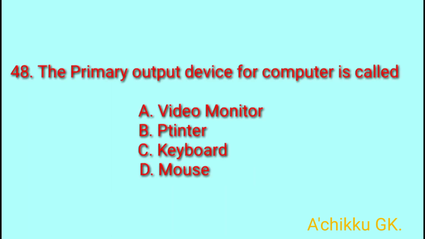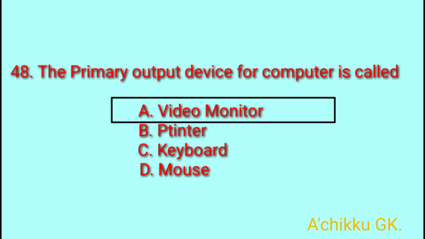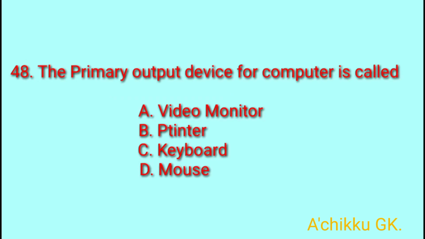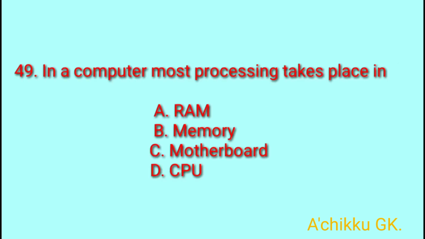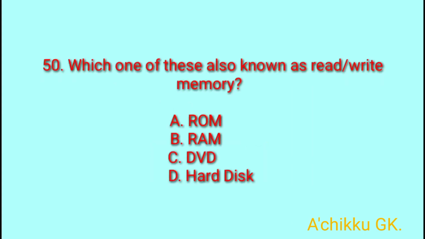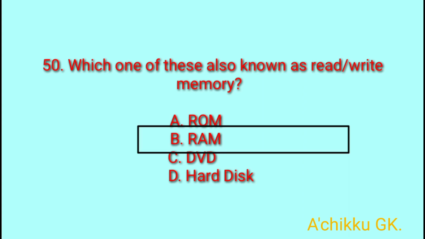The primary output device for computer is called? Correct answer A. Video monitor. In a computer, most processing takes place in? Correct answer D. CPU. Which one of these is also known as read-write memory? Correct answer B. RAM.